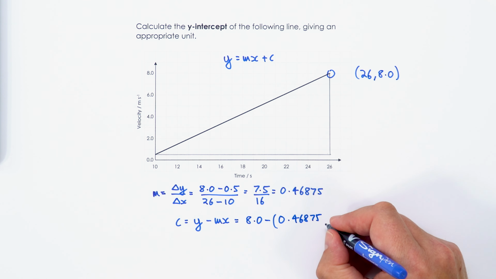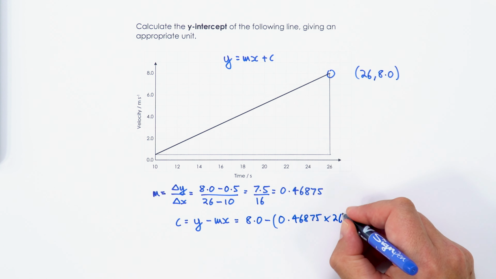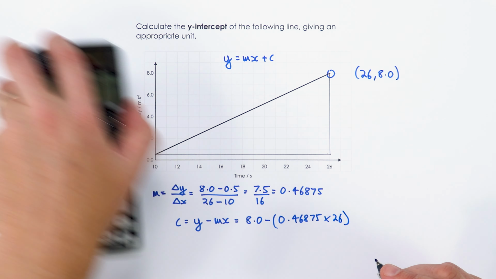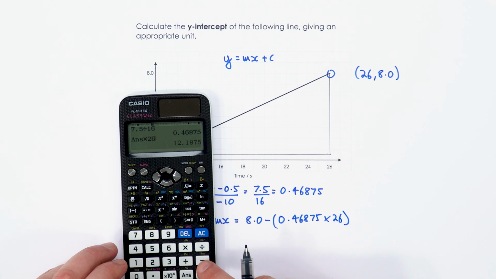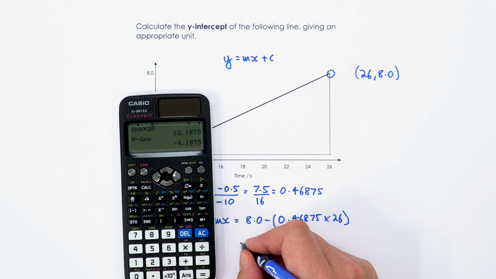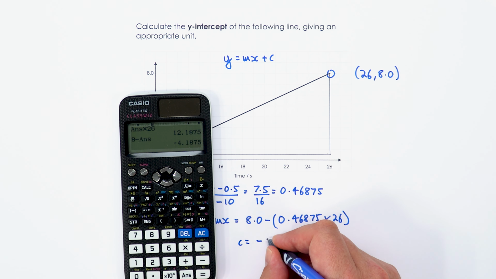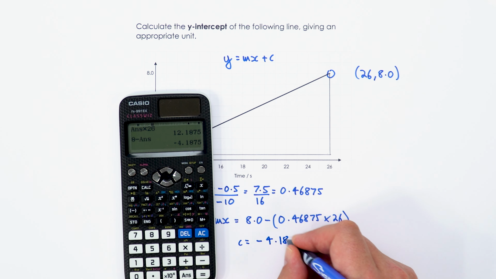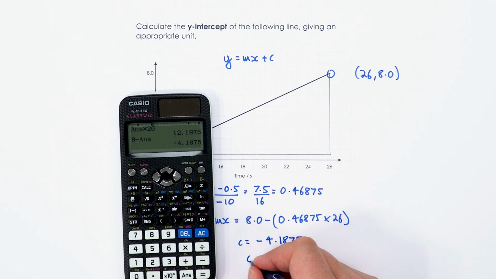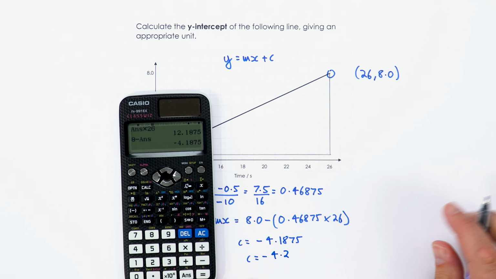So we're going to use those points in this to say that c is equal to 8.0 take away 0.46875, the calculated gradient, times 26. So I'm just going to do that on the calculator, which gives me a number equal to minus 4.1875. So the y-intercept in this case is equal to minus 4.2.